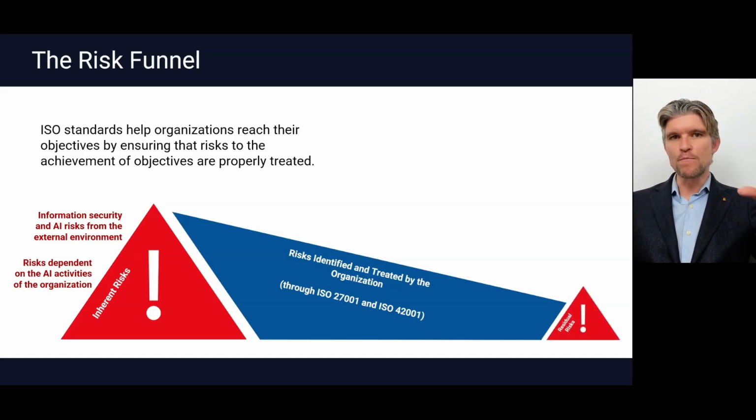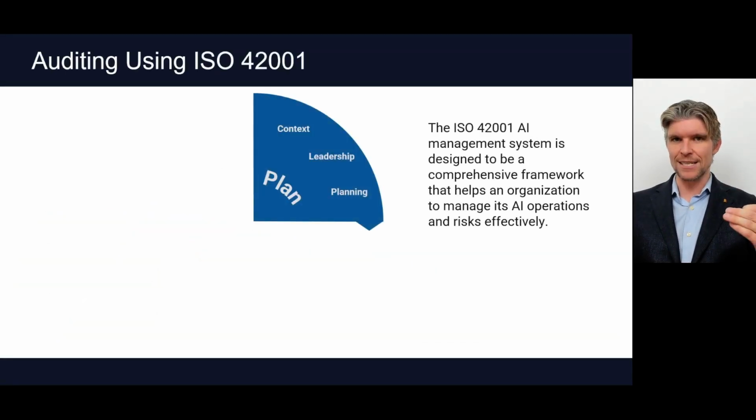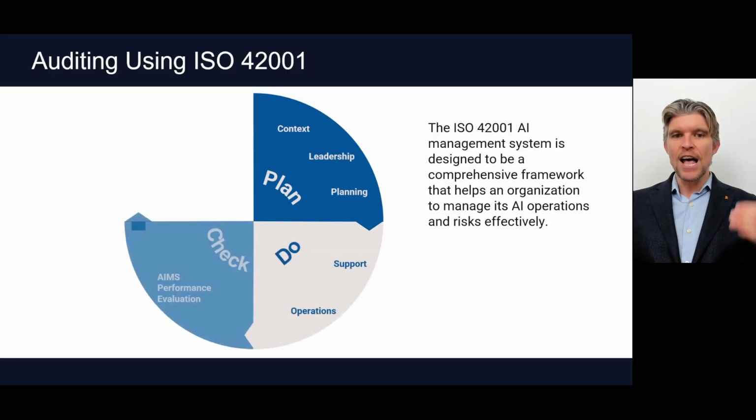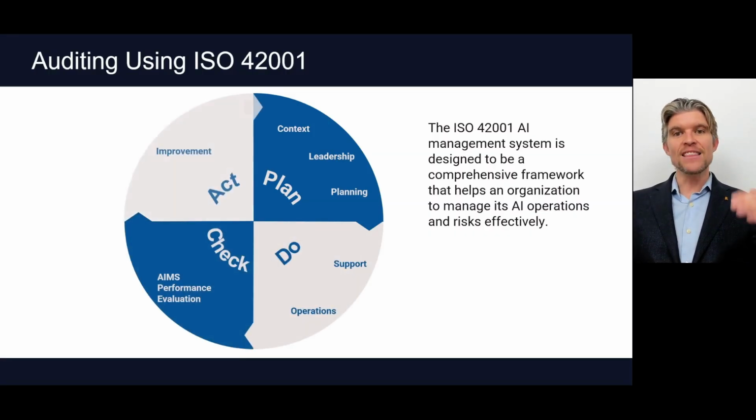And it takes those big risks, decreases them through a large number of controls that we're going to look at right now, and makes them a much smaller residual risk. We're going to look at the whole cycle of using ISO 42001. We first plan, then we do, then we check, then we act. In the planning, we're going to plan to put in our AI management system. In the do, we put it in place. In the check, we check that it's working effectively.